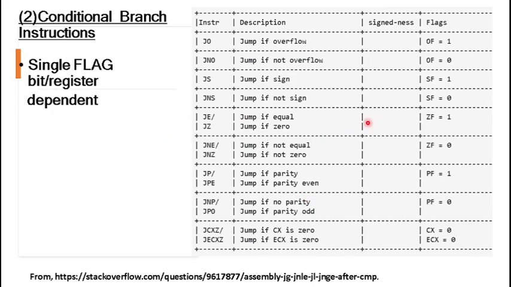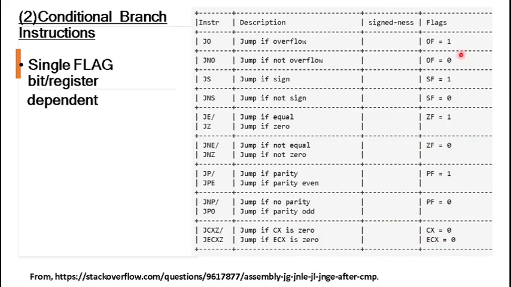So this table indicates the variants of jump instructions which consider only a bit in the flags register or a particular register to execute the jump. Let's see which flags or registers are considered. We have the overflow flag, sign flag, zero flag, parity flag, and a special case of the CX register also being considered.